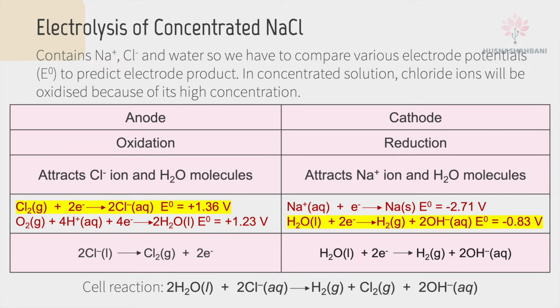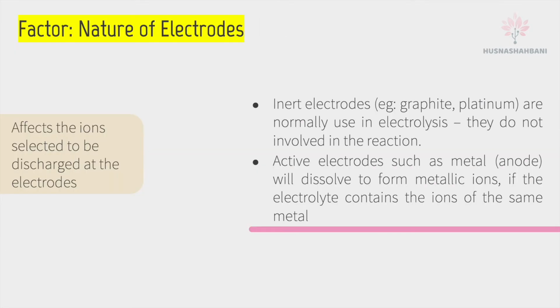We choose the high concentration of anion. We don't have to compare the electrode potential for the anion because the anion has high concentration. That's the second factor. The third factor, we look at the nature of electrodes. Nature of electrodes affects the ion selected to be discharged at the electrodes. So, the nature affects the ion selected.